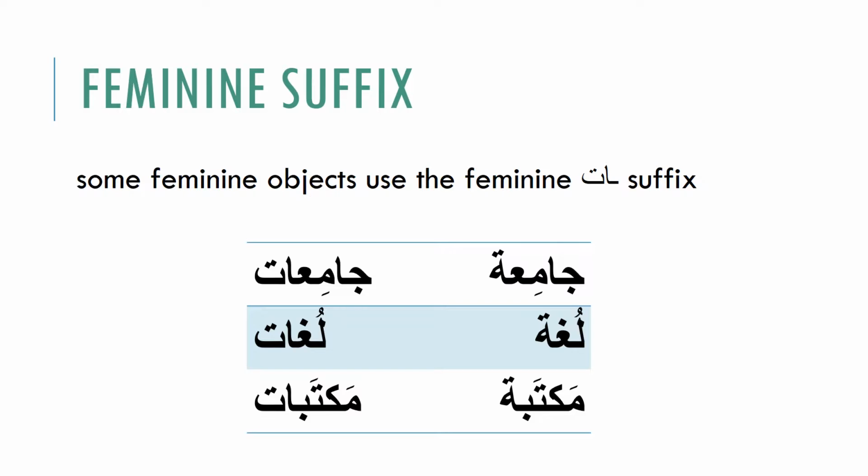In order for an object to take the at ending, the singular form of the noun must be feminine, those that end in a tamabuta. However, every word that ends in a tamabuta does not use the sound feminine suffix. Some will still use a broken plural, but masculine nouns will not get the feminine at suffix.